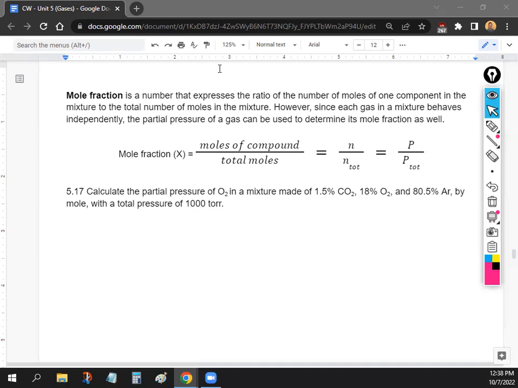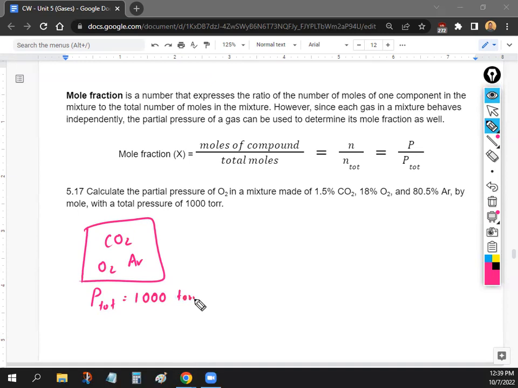All right, so let me show you guys how to use this equation. It's very simple. When you have a mixture of gases, so we got a mixture right here. It says that we have a mixture that's made of 1.5% CO2, 18% oxygen, and 80% argon. That's the percentage by mole, and we have the total pressure. So, for example, if I have this container right here, we got some CO2, we got O2, and we got argon inside of it. And the total pressure, the P total, is equal to 1,000 torr.